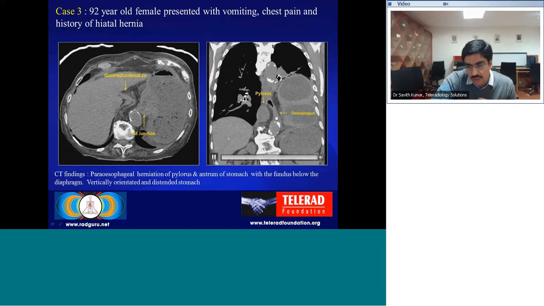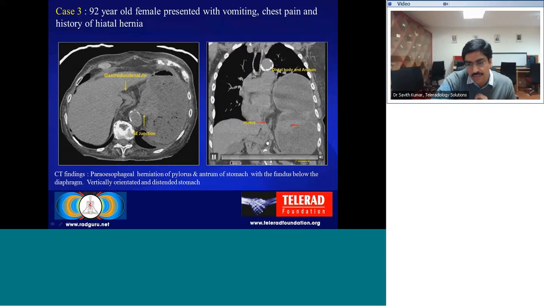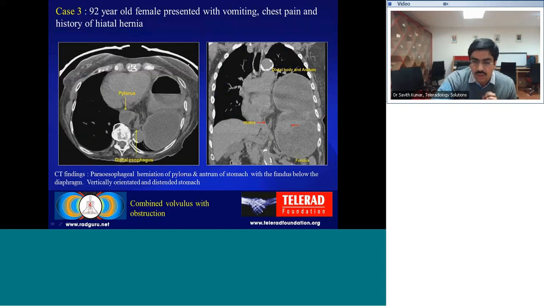So this is the esophagus, this is the pylorus, the body, the antrum and the fundus of the stomach. So through the large hiatus, this is the hiatus of the diaphragm. So this is a case of combined volvulus or a mixed organoaxial and mesenteric axial volvulus in a patient who has a large paraesophageal or a hiatal hernia.